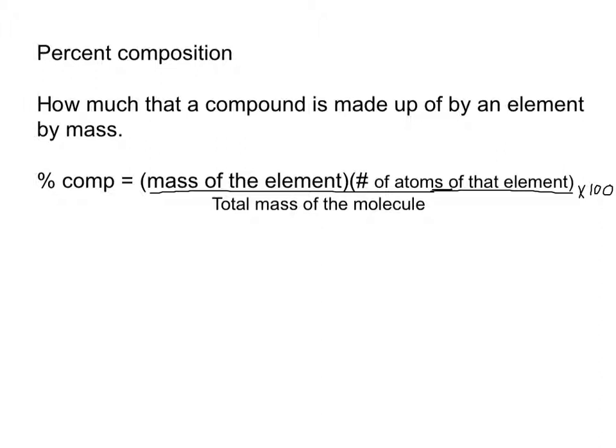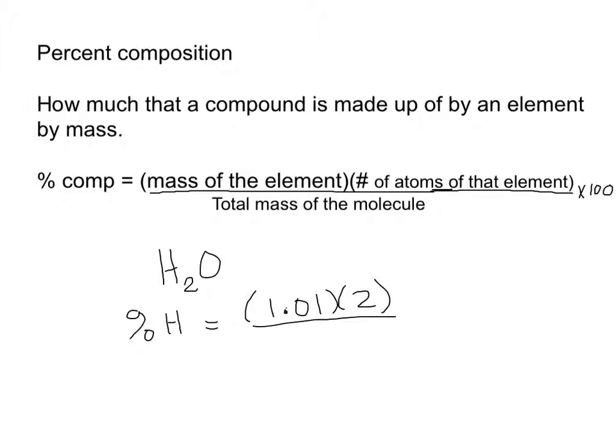So if we were talking about H2O and we wanted to find the percent composition of hydrogen in H2O, we would look at the periodic table and find the mass of hydrogen, which is 1.01. There are 2 hydrogen atoms in H2O, and then the total mass of the molecule. You get 18.02 by adding up the mass of 2 hydrogens plus 1 oxygen. Then you multiply this number by 100, and putting this in your calculator, you would see that the percent composition of hydrogen is 11.2%.